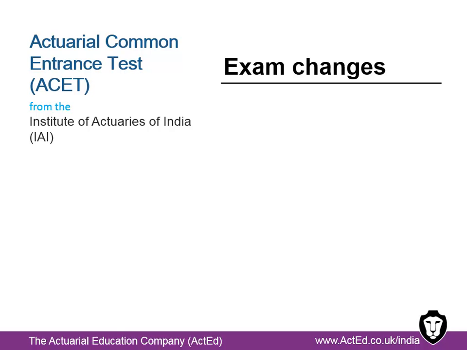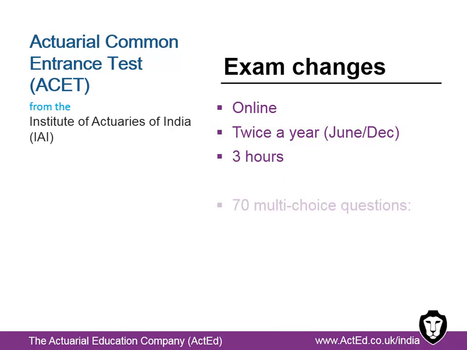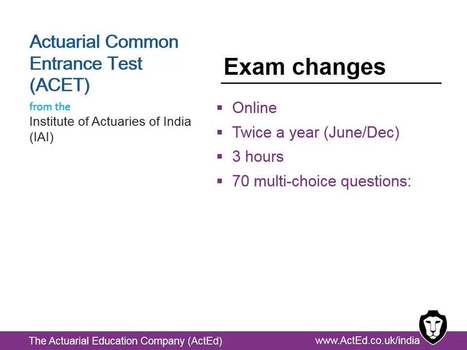The ACET is still tested via an online exam. However, the number of test centres and time slots are reduced. There are still 2 sittings in a year, in June and December, but it now lasts for 3 hours, not 2 hours. It also now consists of 70 multi-choice questions rather than 55, which are broken down as 45 1-mark, 20 2-mark, and 5 3-mark questions.